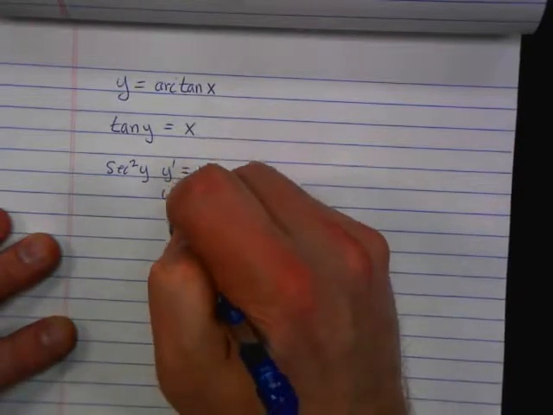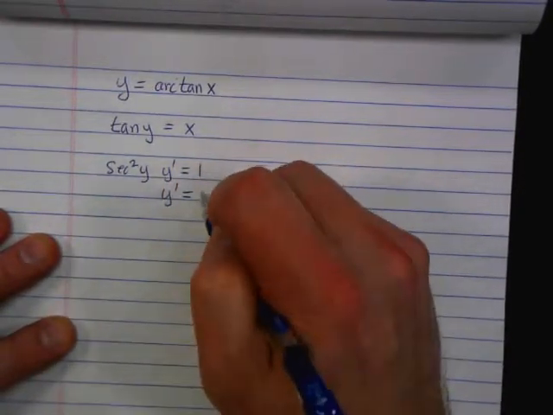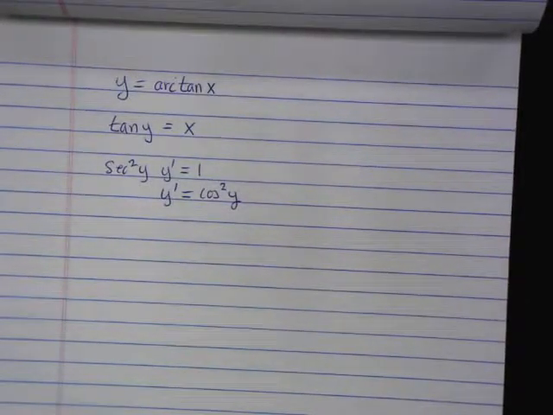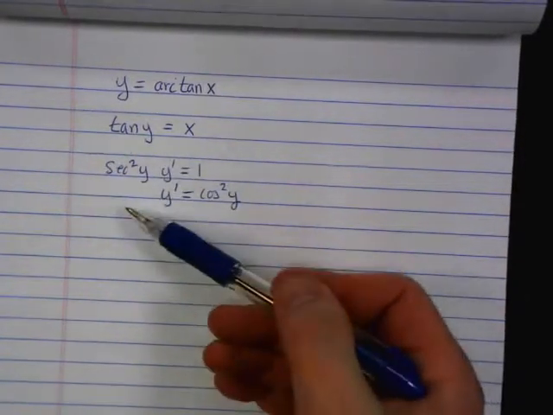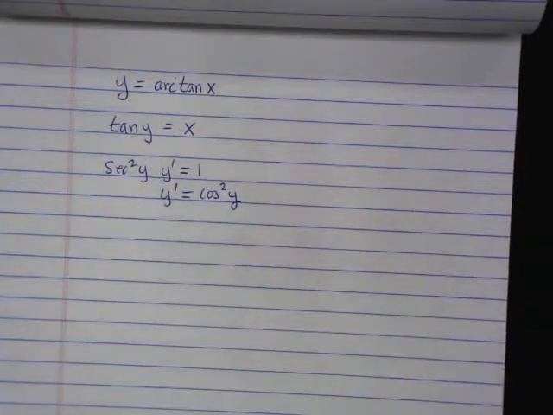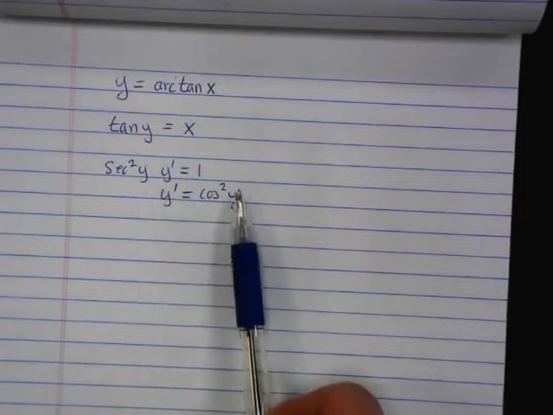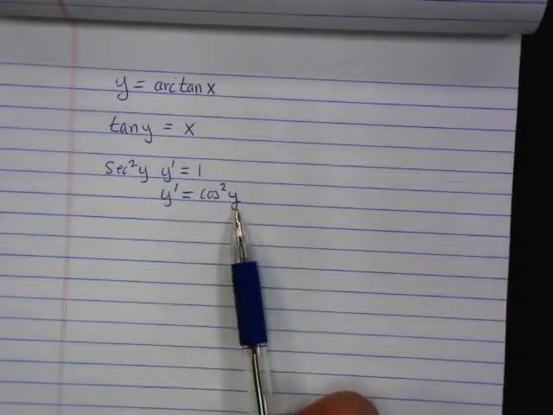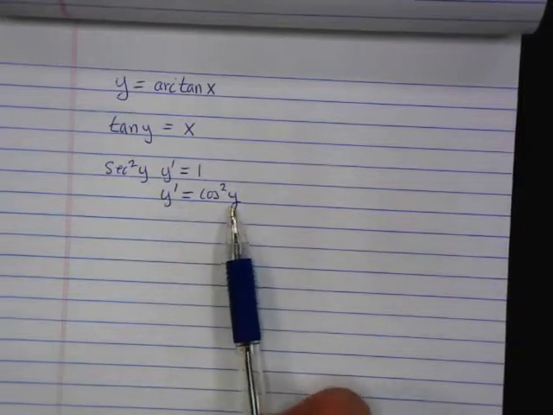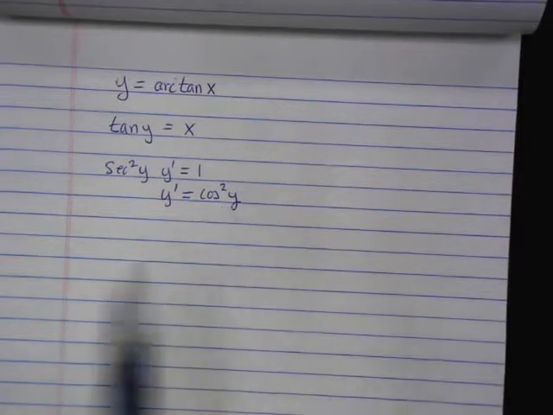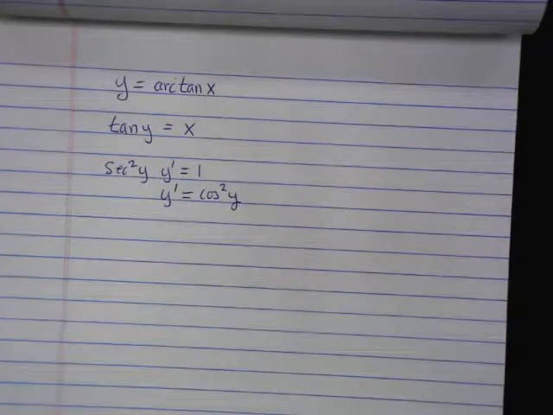So y prime would be cosine squared of y, because secant squared is 1 over cosine squared, so I can multiply both sides by cosine squared. But again, while that's a nice answer, that's not really the answer I want. I really want x's over here on the right hand side, because this is dy dx. Usually we write our answer with x's. So how am I going to get x's here? Plug in right hand through y.